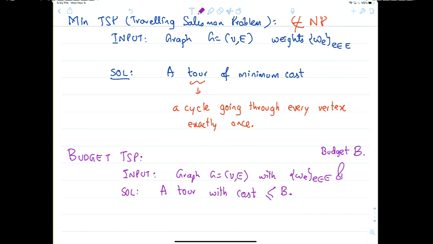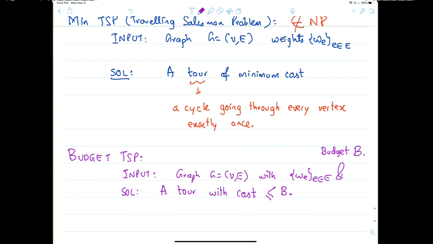Okay, so it looks like essentially the same problem, but somewhat different in that the input specifies the budget, and you want to see if there's a tour whose cost is less than B. The solution is a tour of cost less than B. This is really easy to verify, right? You just check that the tour is a cycle on n vertices, and you check that the total cost of the tour is at most B. So it's easily a problem in NP, right?